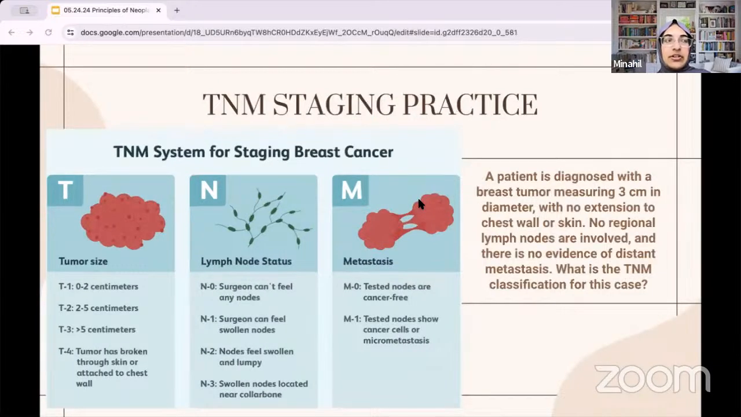All right, so I wanted to also practice TNM staging with you all. I'll do this example and then we'll do the next example next. A patient is diagnosed with a breast tumor measuring 3 centimeters in diameter with no extension to the chest wall or skin. No regional lymph nodes are involved, and there's no evidence of distant metastasis. What is the TNM classification of this case? So let me get out my marker really quick. Let's see if I can find it.